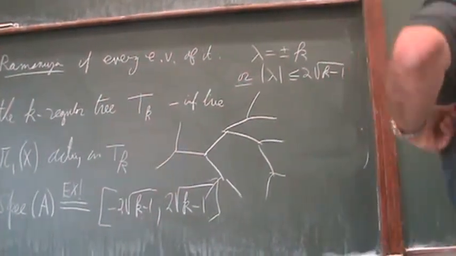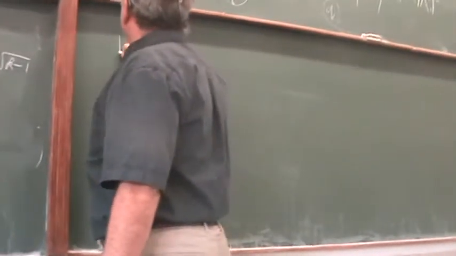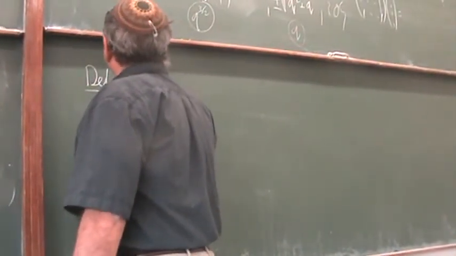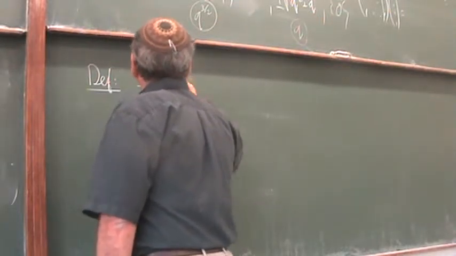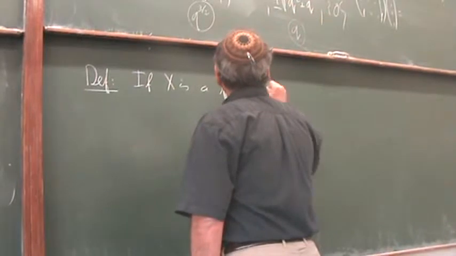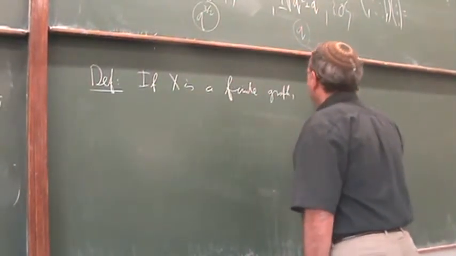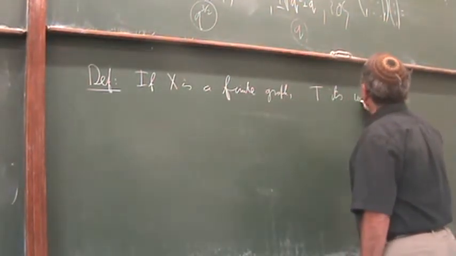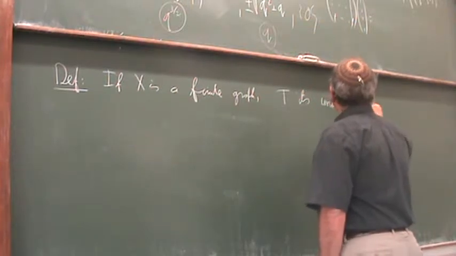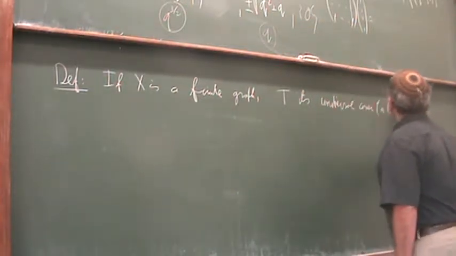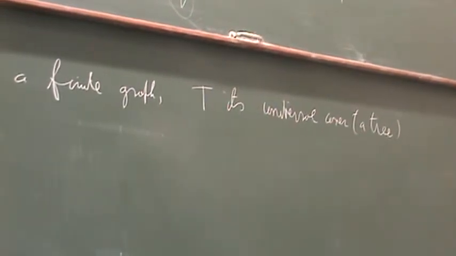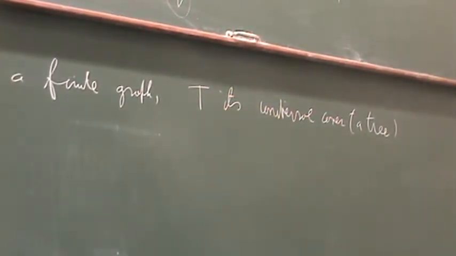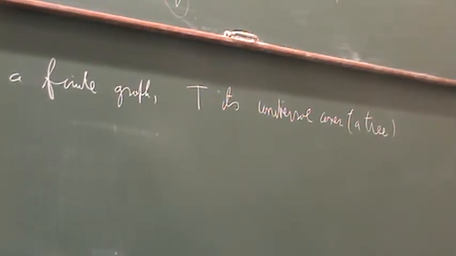Now, what would be the definition of a Ramanujan graph? Or maybe first there will be a definition plus a lemma immediately. Definition: if X is any finite graph, not necessarily regular, and T its universal cover. It's also a tree. That's easy to see: it is a graph, but a graph which is simply connected is a tree because there are no loops. If there are loops, it's not simply connected. The universal cover should be simply connected and connected, and this really means a tree.